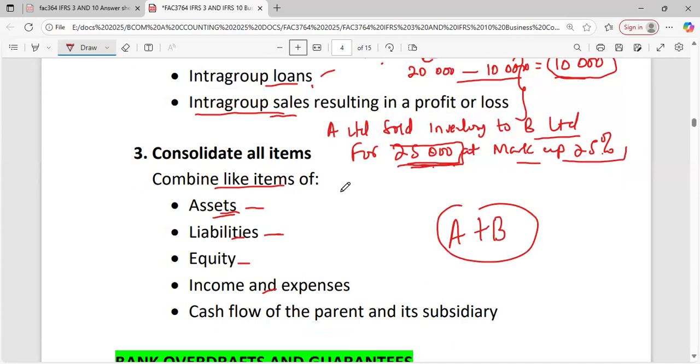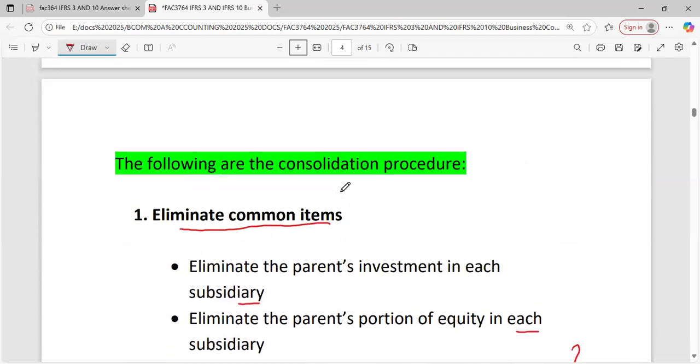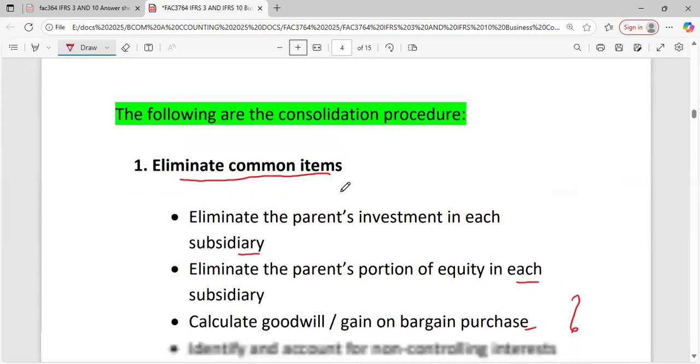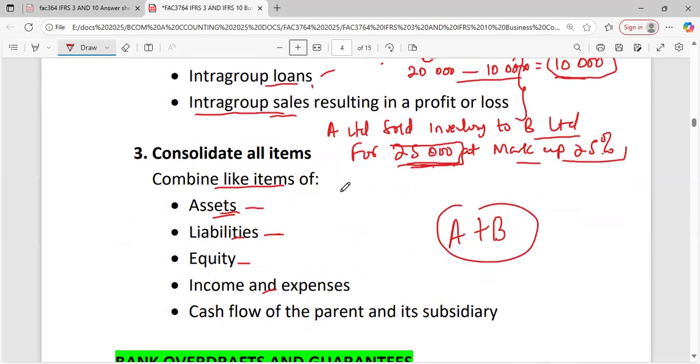But the most important thing that we should understand is this consolidation rule, that is to eliminate the common items, eliminate intra-group transactions. Then after we are done, we can do the consolidation, which means we are now combining the assets and liabilities of the company. We are now combining the income and expenses of the company. So here on income, there's a lot you will see as we go with this consolidation, which means here on income, we are now doing the group profit and loss.